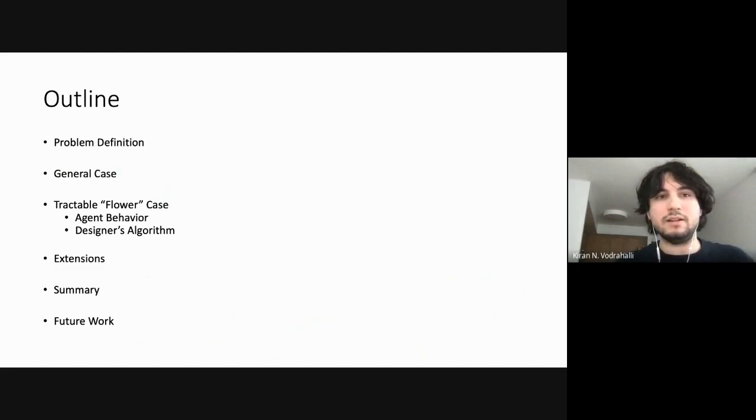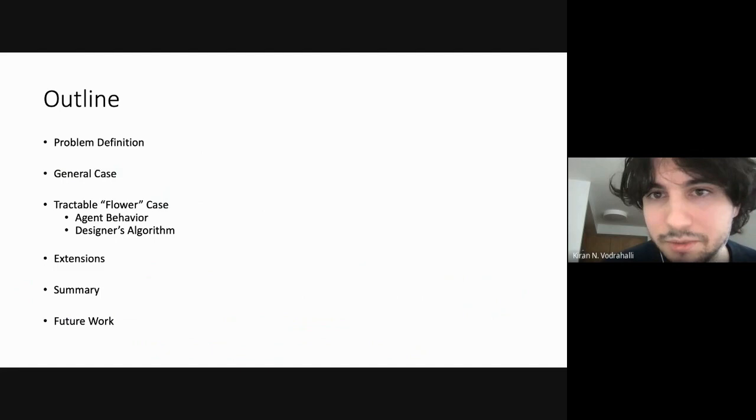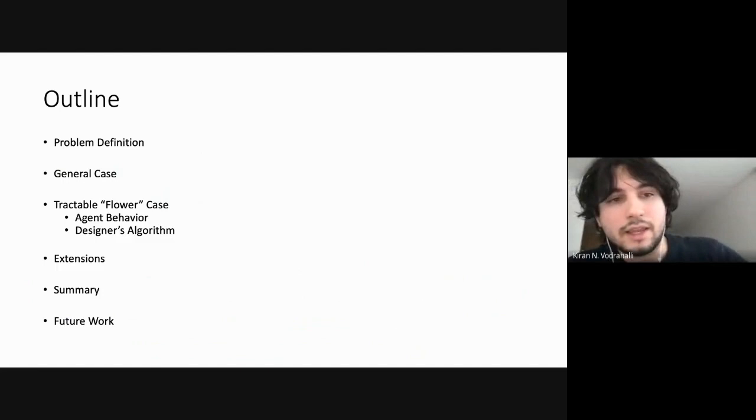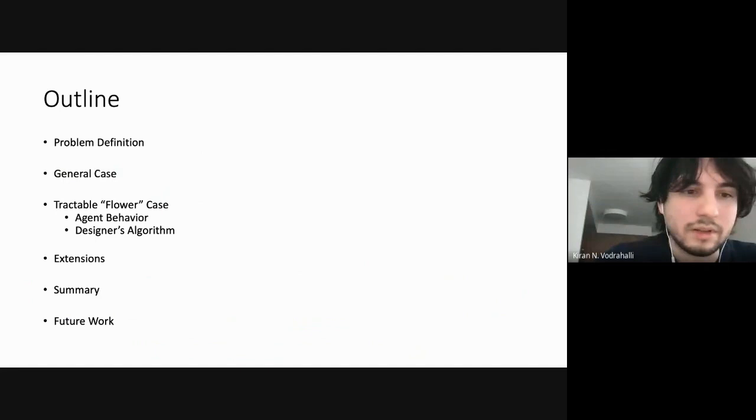So first I'll give a concrete problem definition and a simplification of this problem. Then we'll see that it's computationally hard to solve in general, and we'll look at a tractable case. We'll look at some extensions, summarize everything we talked about, and talk about plenty of opportunities for future work.